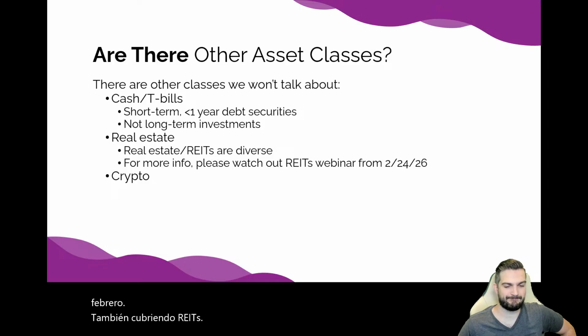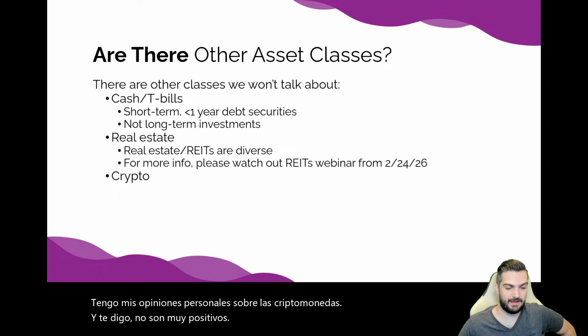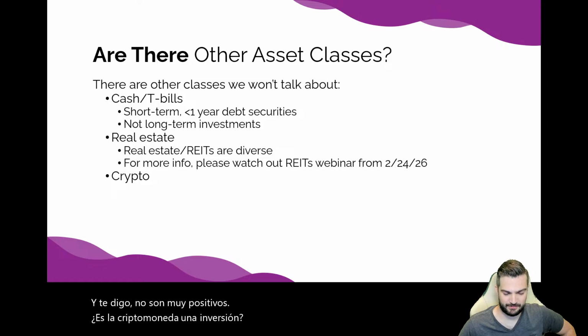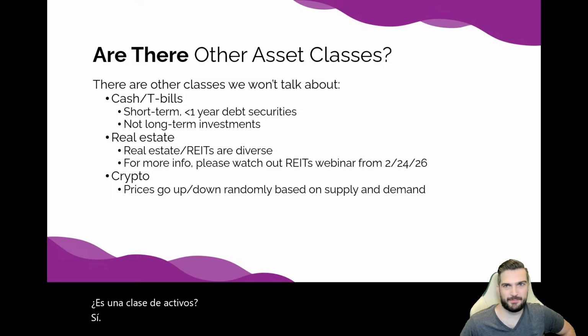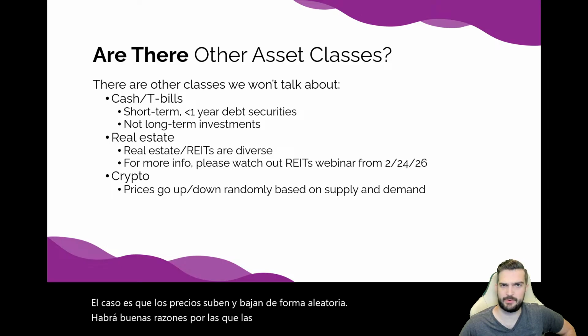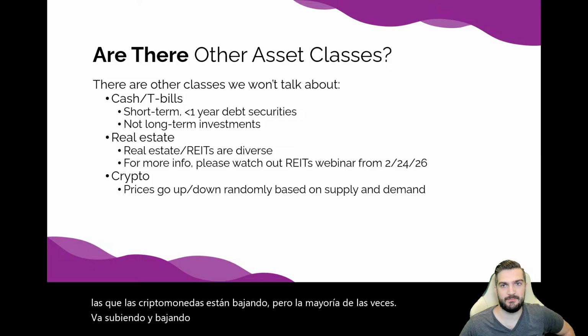Then we have crypto. I have my personal opinions of crypto, and I'll tell you, they're not very positive. Is crypto an investment? Yes. Is it an asset class? Yes. The thing is, the prices kind of go up and down randomly. There will be good reasons why crypto is going up and good reasons why crypto is going down, but more often than not, it's going up and down for reasons well beyond our understanding or our ability to predict.